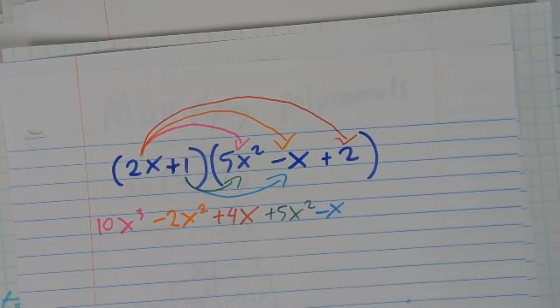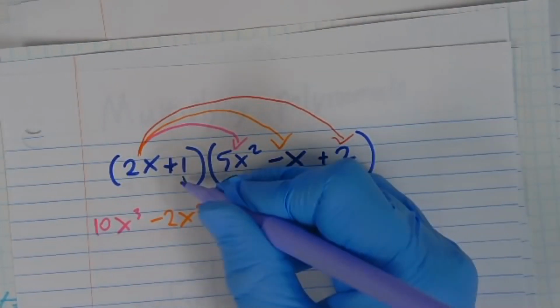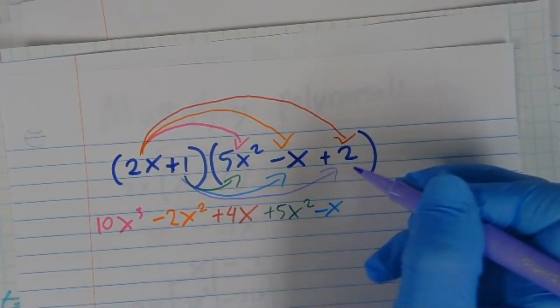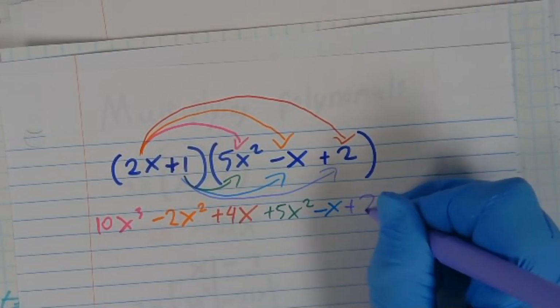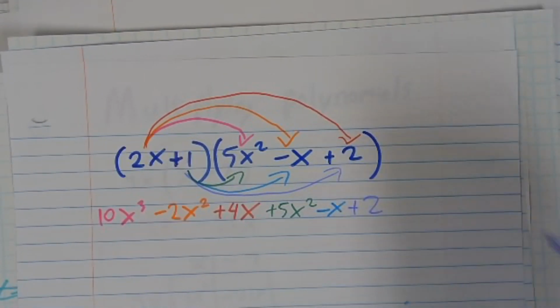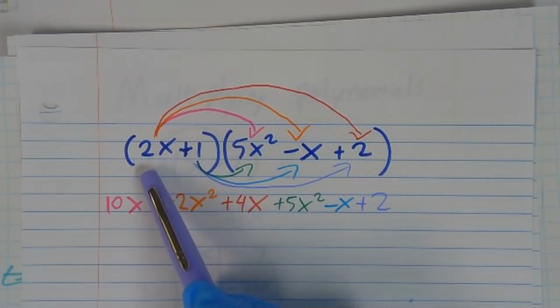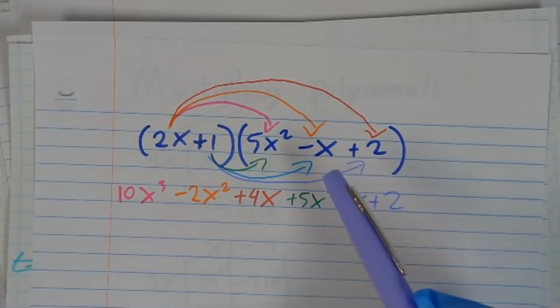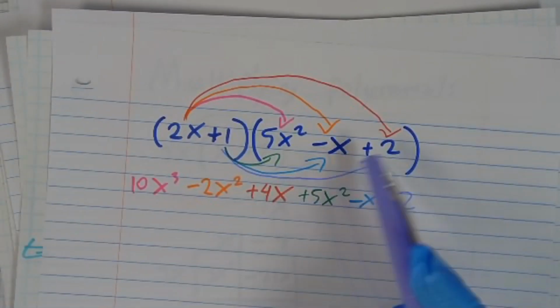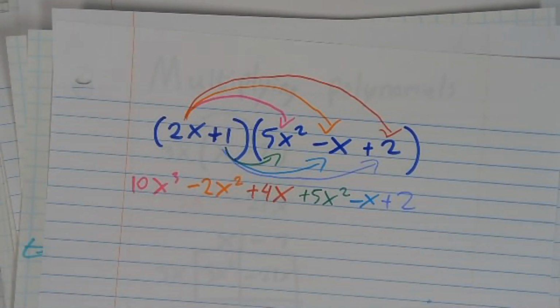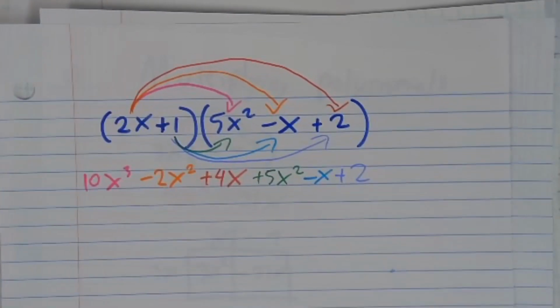And 1 times 2 is 2. So now I have 6 terms. To figure out how many terms you're going to have before you start simplifying, you would take the number of terms here and multiply it by the number of terms here. So since there's 2 terms here and 3 terms here, I know there will be 6 terms at this point if I've done it correctly.